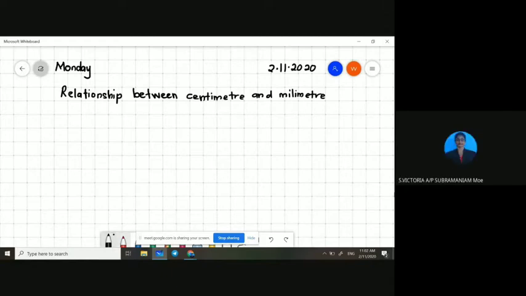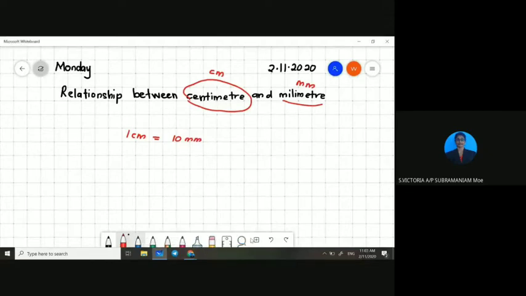Okay, so centimeter. The short form for centimeter is cm, and the short form for millimeter is mm. So the formula for centimeter and millimeter is 1 centimeter is equal to 10 millimeter. When you convert centimeter to millimeter, what operation will be involved? Times 10, right? From millimeter to centimeter, we divide by 10.